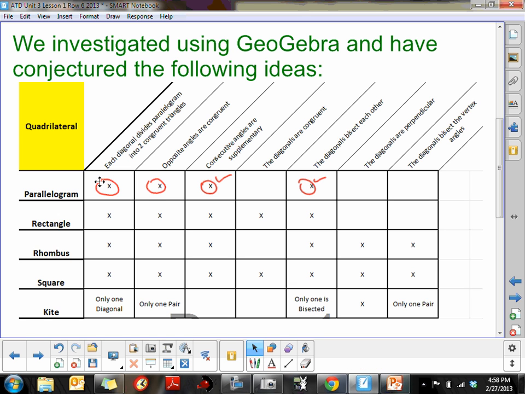So if you go down to the rectangle, since a rectangle is a parallelogram, it's going to have the same checks that a parallelogram does, but it has one additional one, and that is that the diagonals are congruent. So that was a special trait or characteristic of a rectangle.